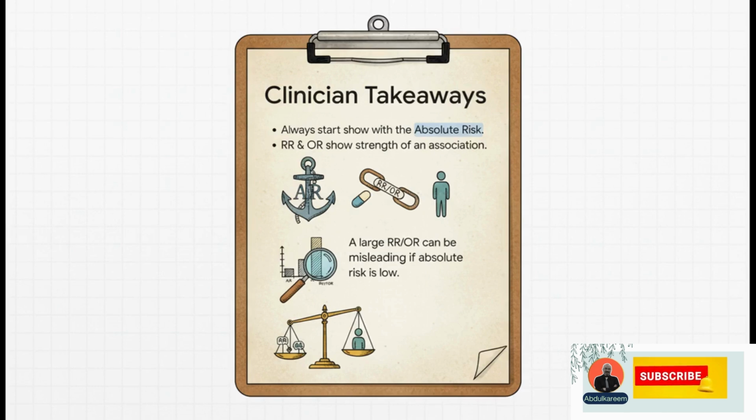1. Always start by finding the absolute risk. That's your anchor. 2. Relative risk and odds ratios are great for telling you how strong a link is. 3. Be skeptical. A giant RR or OR might mean almost nothing if the starting risk is tiny. And 4, and this is the big one, context is everything. You have to weigh the numbers against what's best for your actual patient.